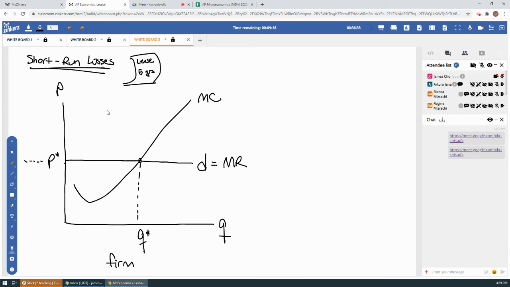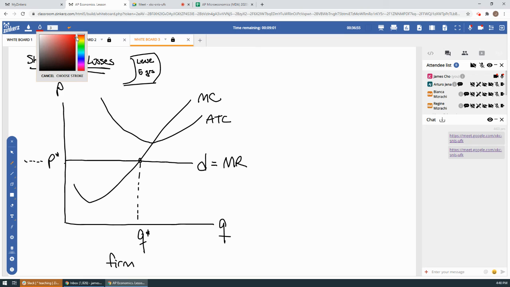Okay. So now to show short run losses, where do I need to draw my ATC? Above the marginal revenue. Okay, down, touch, and then start to come up. There is my ATC.